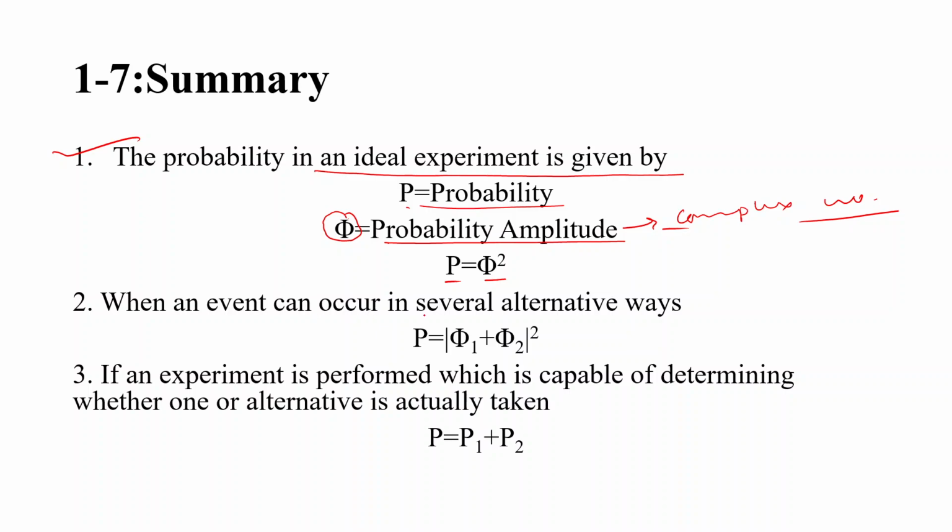So when an event can occur in several alternative ways, this is the same simple probability case, but we have to add the amplitudes first, then square it. So (phi 1 plus phi 2) whole squared when an event can occur in several alternative ways. Third, if an experiment is performed which is capable of determining whether one or the other alternative way is actually taken, then we just add up P equals P1 plus P2. So let's move ahead.